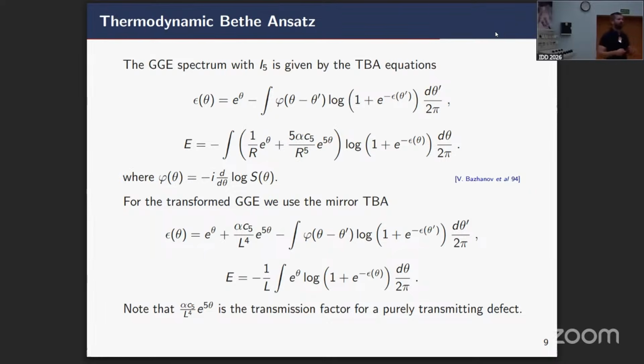And to go back to talk about the defect interpretation, if you want to derive these TBA equations and you assume that not only do your particles have 2-to-2 scattering, but there's also a purely transmitting defect present as well, you'd get a transmission factor here in the driving term. So we can think of this e to the 5 theta piece as being the transmission factor of some defect.